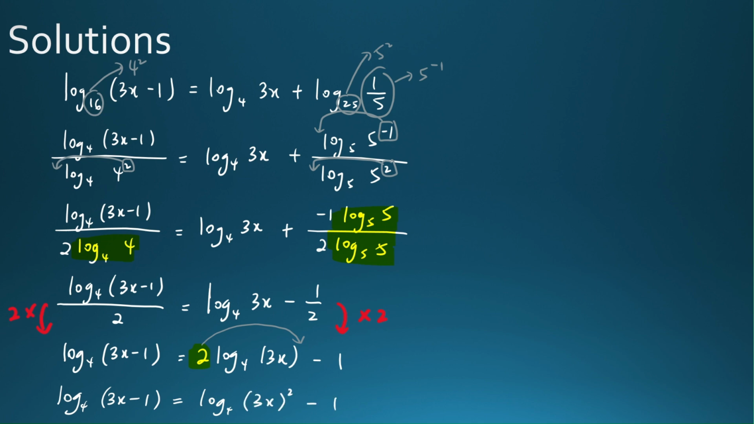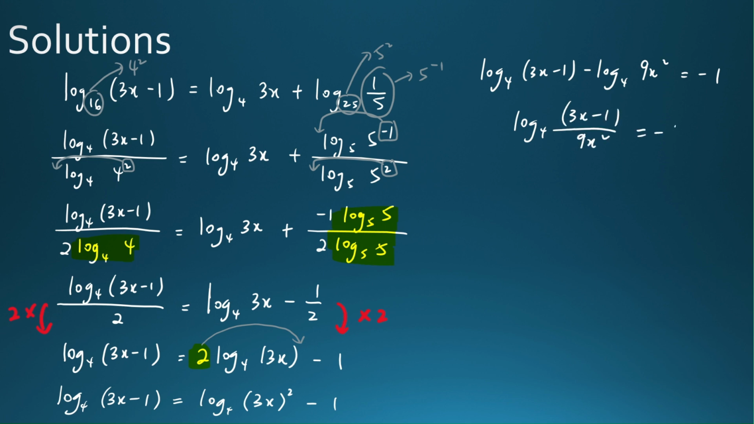And next step, what I'm going to do is I'm going to manipulate both log base 4 terms to be on the same side. So equals to log base 4, 9x squared. At the same time, I'm going to open up the bracket for the square equals to negative 1. So on the left hand side, it's actually a quotient law. So I'm going to have log base 4, 3x minus 1 over 9x squared equals to negative 1.